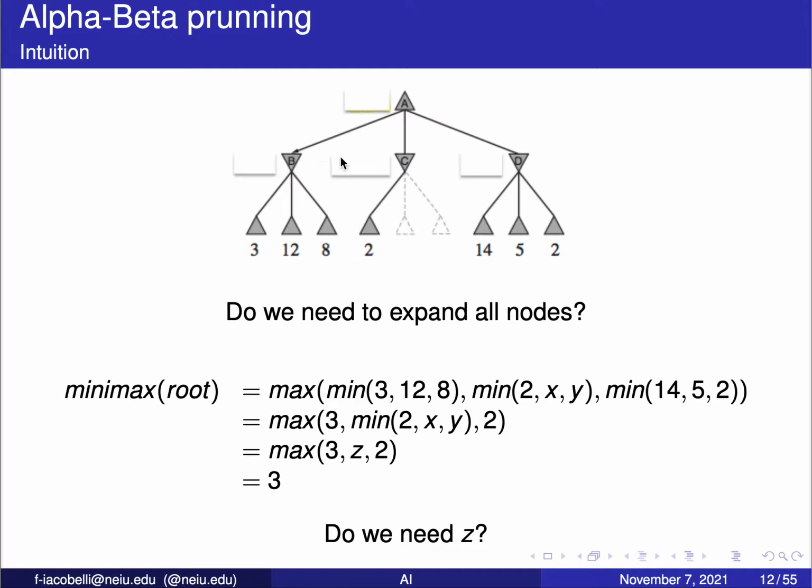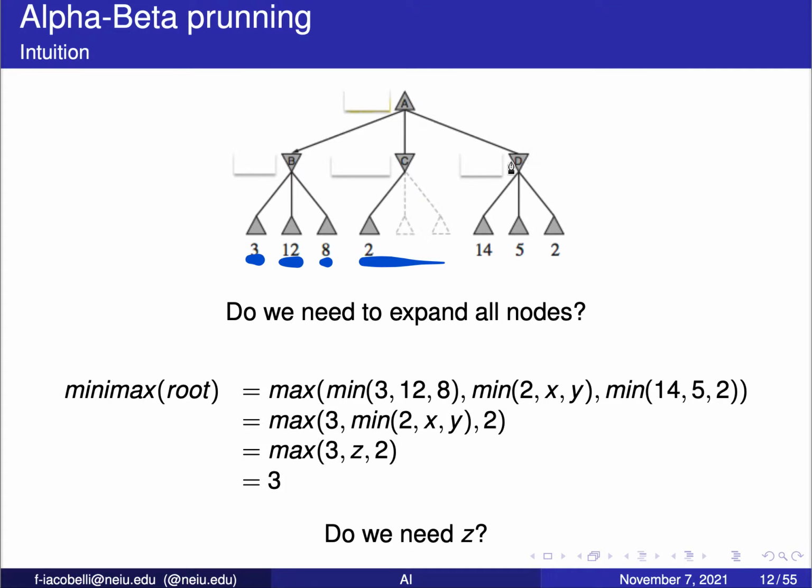The minimizer, so all the triangles pointing down, are going to look for the minimum possible value, the value that gives the least amount of points to A. In this case, B will look at the minimum of 3, 12, and 8, right? Then C is also a minimizer. It's one of the other options that the minimizer has, and it's going to look at the minimum values of these nodes.